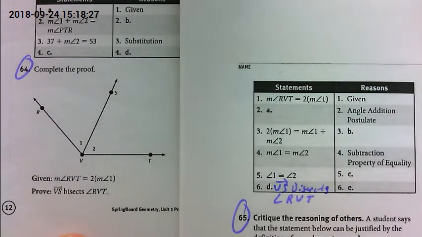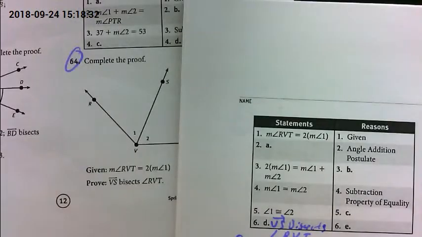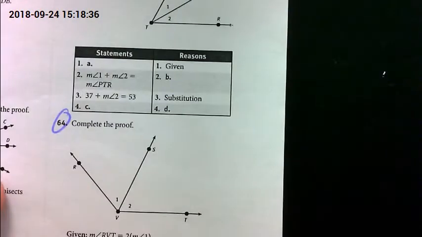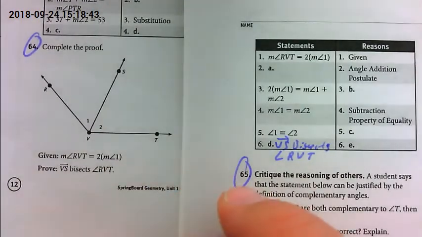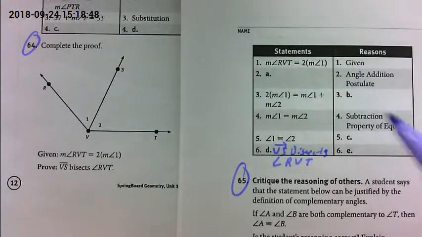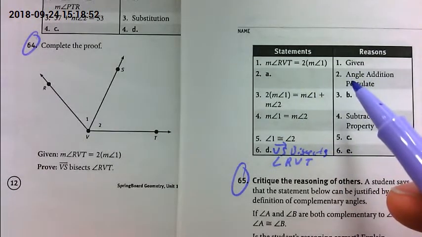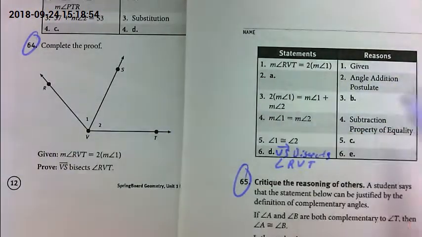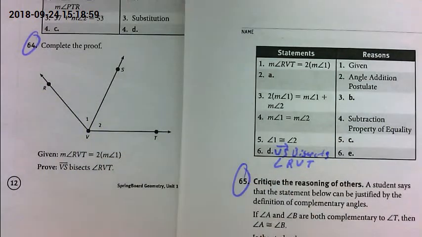Now, yeah, so on your paper, it's like this. So I have a slightly bigger one so that I can write on it. But it's on the same page for you guys. All right. So now, we have the given, but this does not follow what's given. This is based off of the figure. Angle addition postulate. We're adding these two angles to get the entire angle.